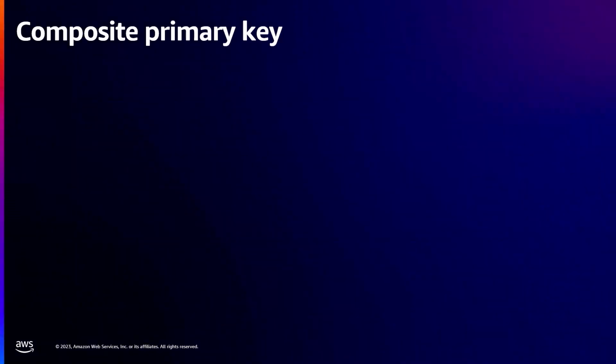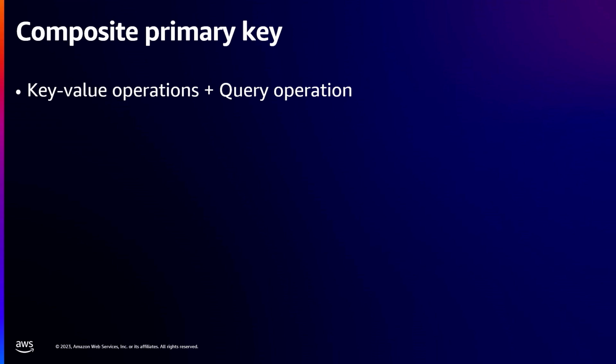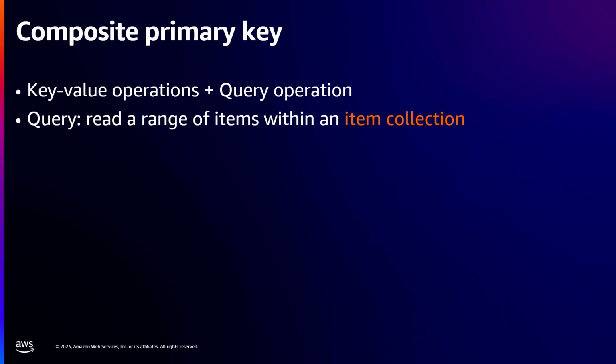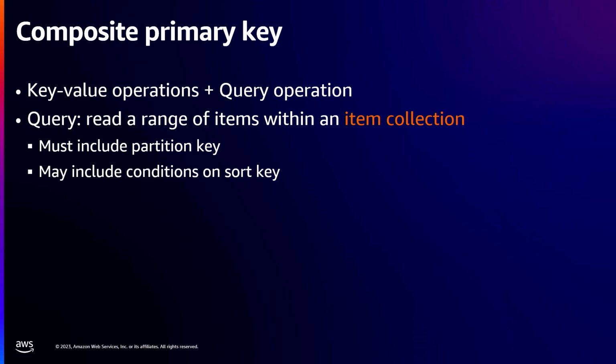So if you have that table with a composite primary key, you can still do key value type operations as long as you specify that entire primary key, but now you also get access to that query operation. With that query operation, you're reading a range of items within an item collection. Again, you have to include that partition key. It needs to know which storage partition to go to, but you can also include conditions on that sort key if you want to, right?